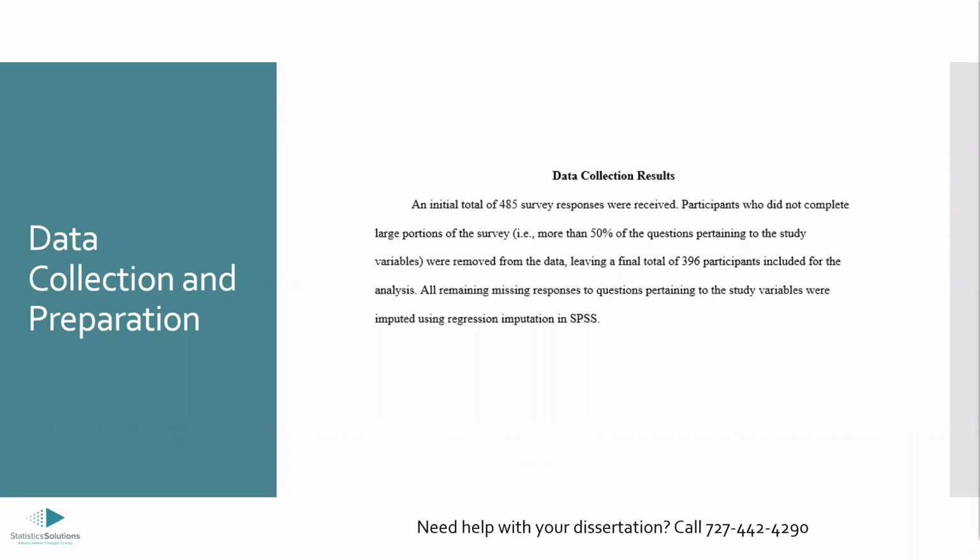So now let's take a look at some examples of what information in this section might look like. Here we start off by saying what our initial number of responses were. So we say we had this many total survey responses. And then we say that we excluded participants who didn't complete a large section of the survey, and then say what our sample size was after we excluded those participants. And then we state how we're going to handle any missing data that remained with the participants that we ended up including in the final sample.